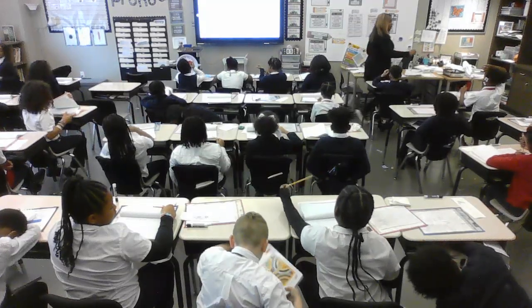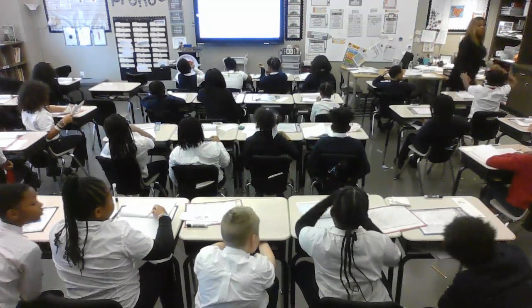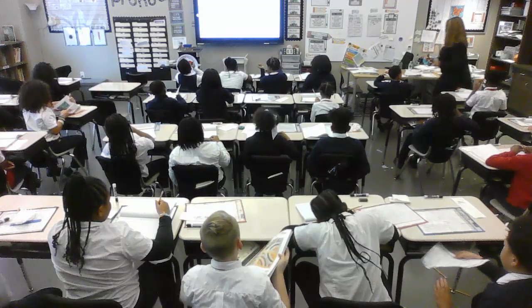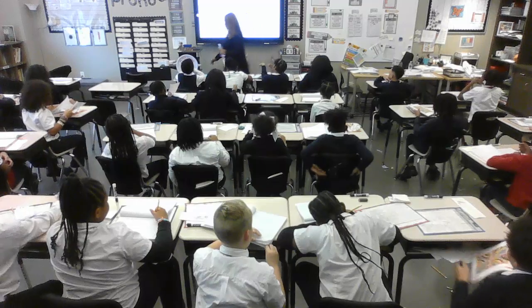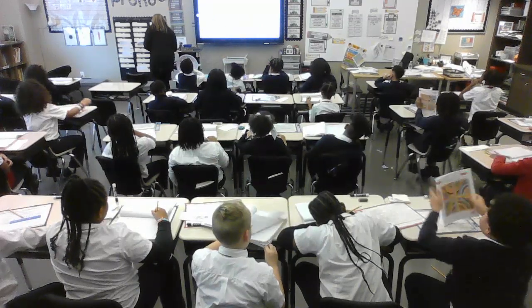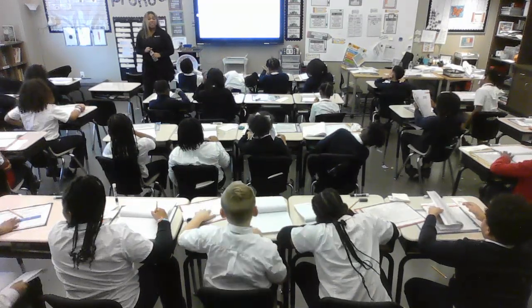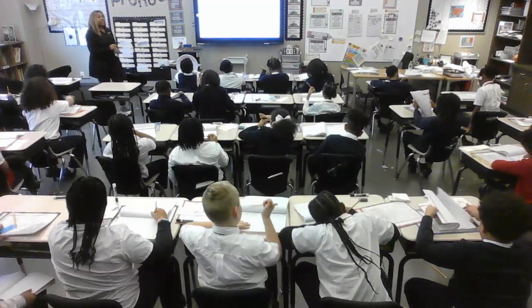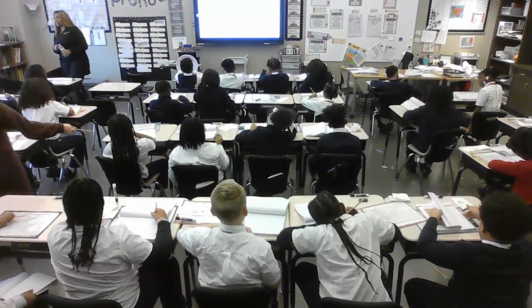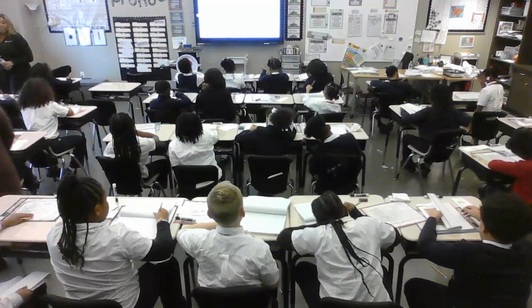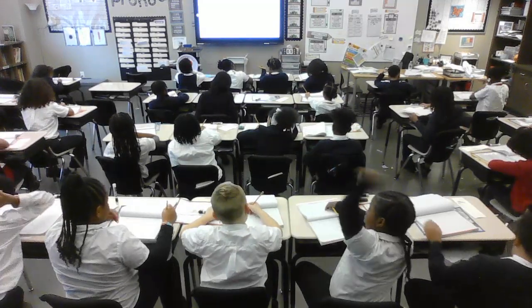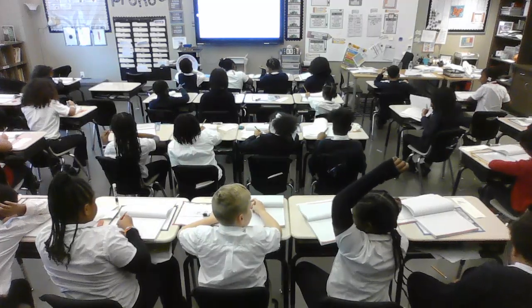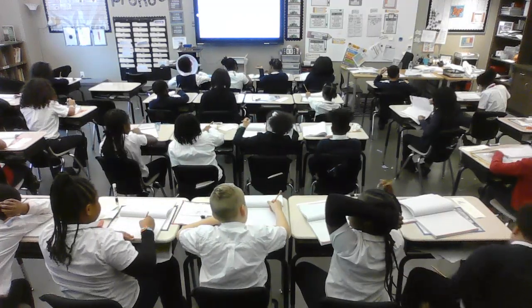I need you to write this equation somewhere where you can read it. 74 divided by 2. Once you have that written down, fill out the place value chart.